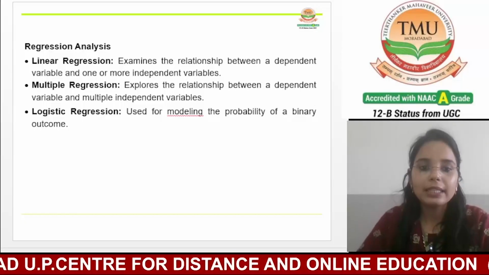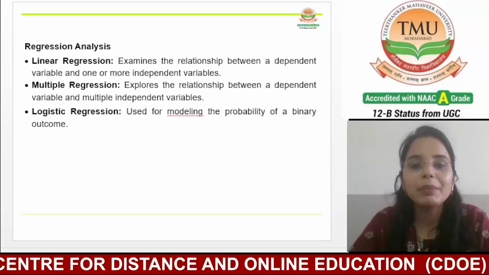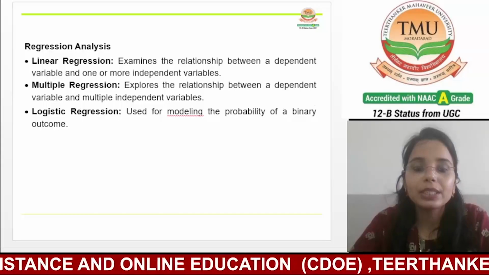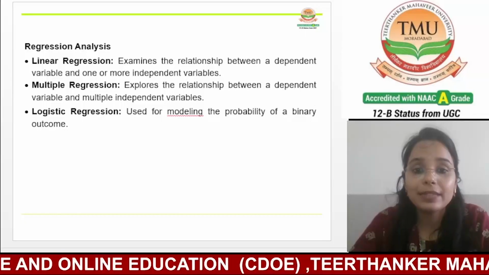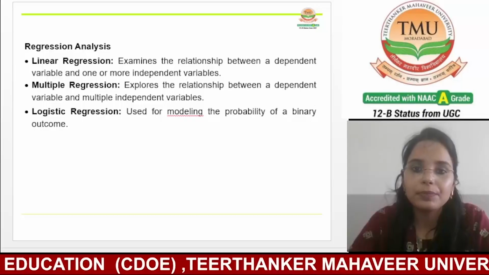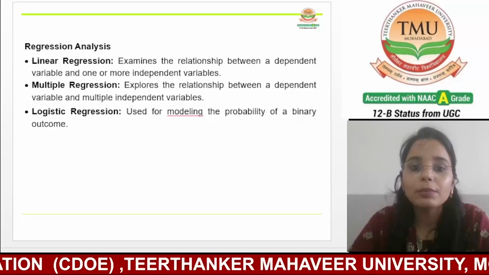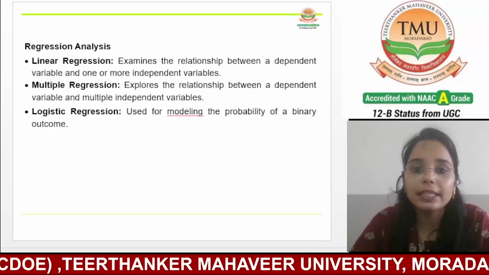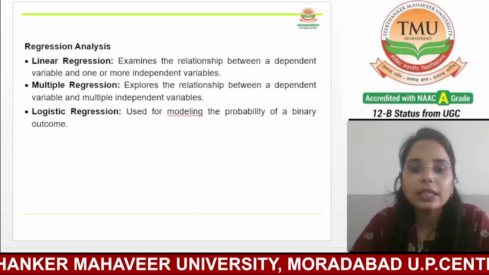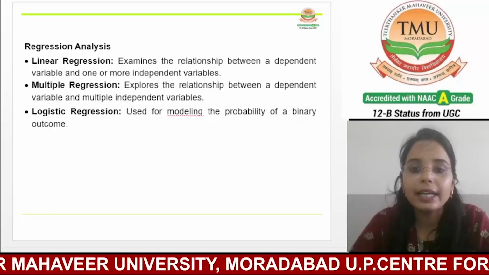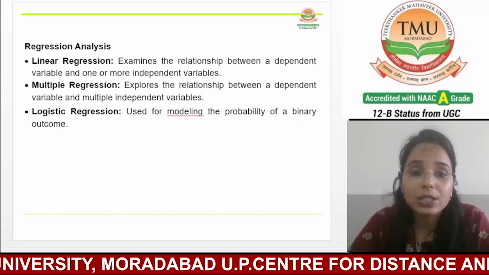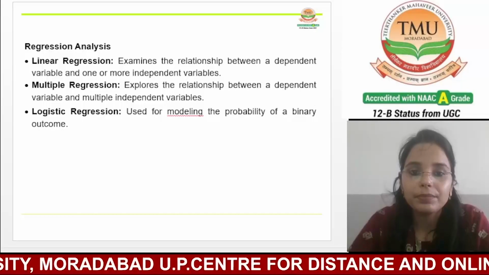Basically, linear regression is a fundamental statistical method used to examine the relationship between a single dependent variable and one or more independent variables. The goal is to model the dependent variable as a linear function of the independent variables. This relationship is represented by a straight line known as the regression line, which best fits the data.